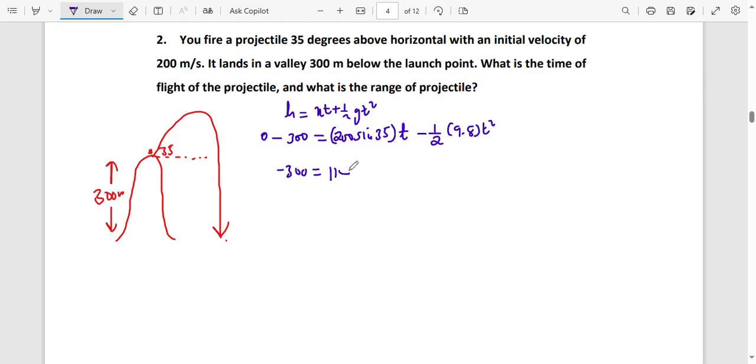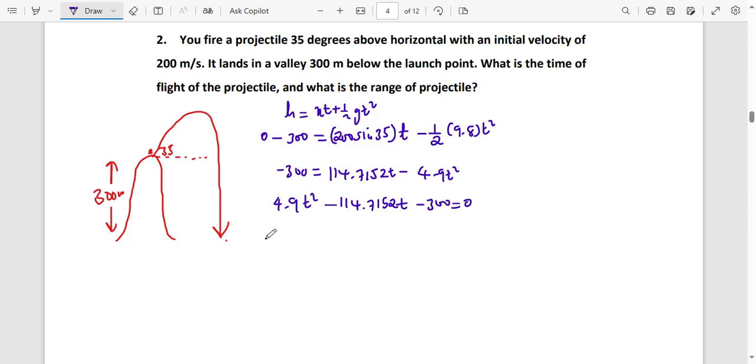That will be 114.7152 t, and then minus 4.9 t squared. I'll take these terms to the other side, so the 4.9 t squared will become positive, and the 114.7152 t is going to become negative. You also have a negative 300 that side, and this is equal to 0.